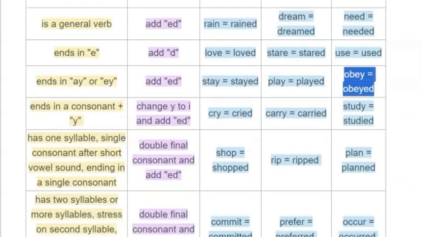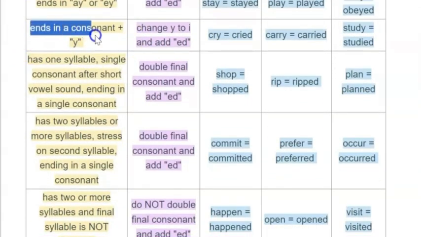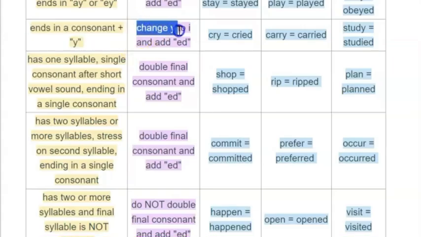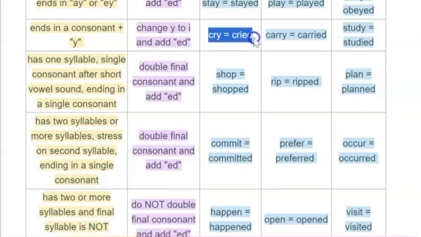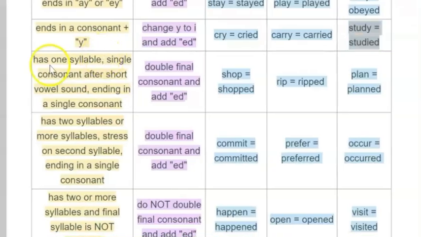When the verb ends in a consonant plus a y, we're going to change the y to an i and add ed, such as in the word cry. We turn it to cried, I-E-D. Carry, C-A-R-R-Y, turns into C-A-R-R-I-E-D. And studied, the same thing. The y turns into I-E-D.